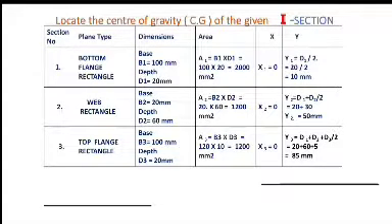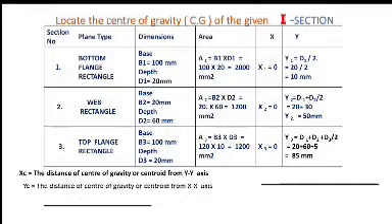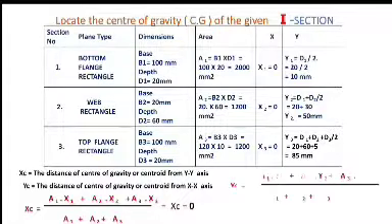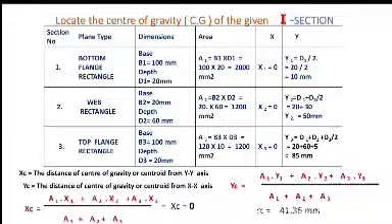So by using the general expression, xc equal to a1 x1 plus a2 x2 plus a3 x3 by a1 plus a2 plus a3. Therefore xc equal to 0 because of symmetry about the y-axis, and yc equal to a1 y1 plus a2 y2 plus a3 y3 by a1 plus a2 plus a3. By substituting the values we get the value of yc. The answer of yc is 41.36 mm.